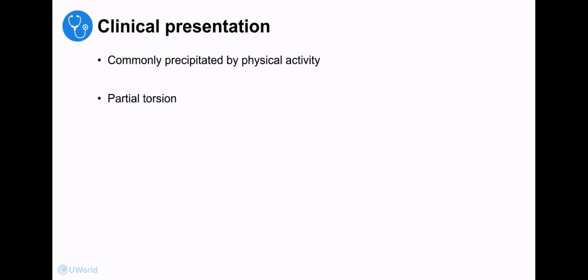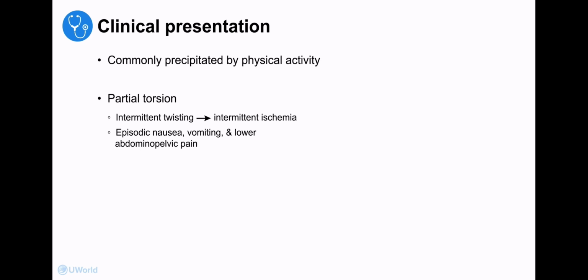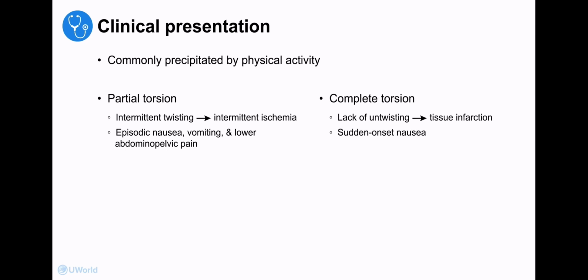Partial torsion, arising from intermittent adnexal twisting, causes intermittent ovarian vessel occlusion. This results in episodic nausea, vomiting, and lower abdominopelvic pain, which self-resolve as the adnexa untwist and ovarian blood flow is restored. Complete torsion, where adnexal twisting does not self-resolve, causes infarction of ovarian tissue. This results in sudden onset nausea, vomiting, and severe, constant lower abdominopelvic pain.